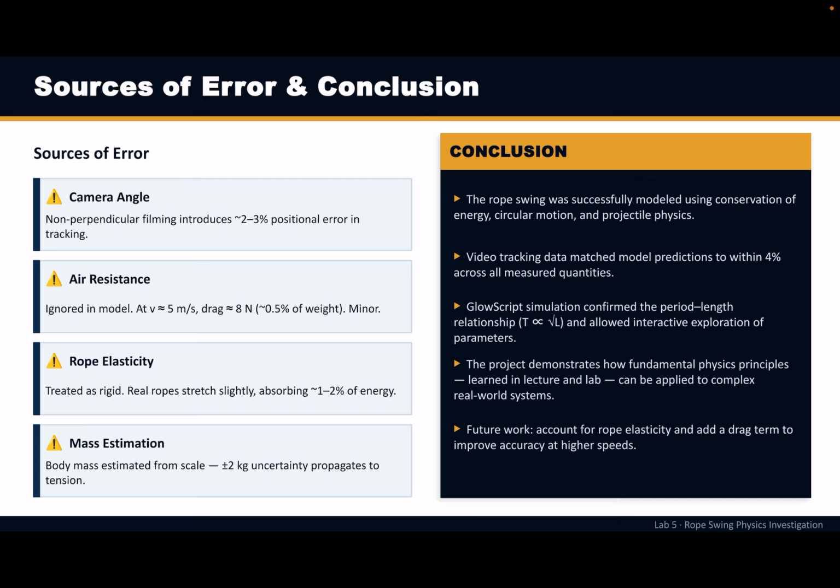So the rope swing investigation successfully connected conservation of energy, circular motion, projectile physics, and computational modeling all in one system. The model's predictions matched real data within 4%, and the GlowScript simulation let me go beyond what I can measure in real life.